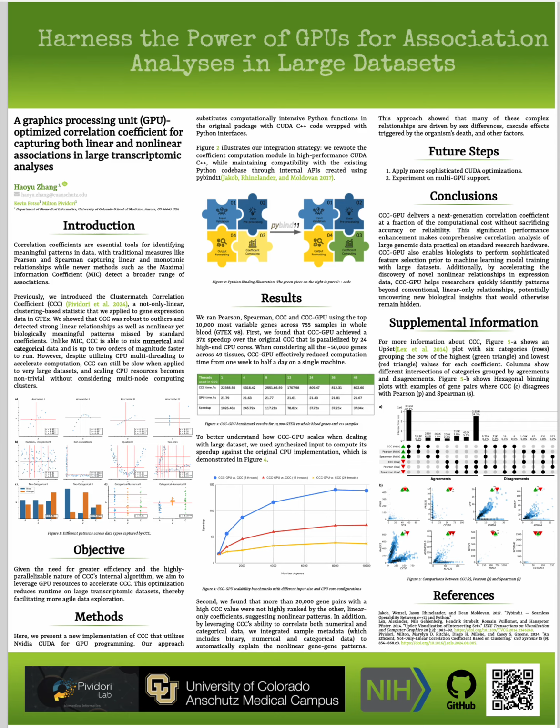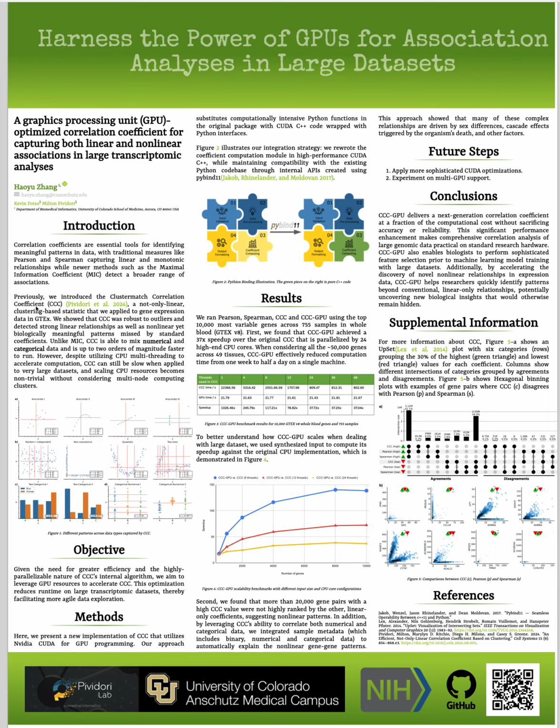Today, I'd like to introduce you to a new method for computing correlation coefficient that is developed by our lab and its new implementation utilizing GPU resources. This new implementation gives us a huge speed up compared to its original CPU-based version. So the method we're going to talk about is called CCC, Cluster Match Correlation Coefficient.